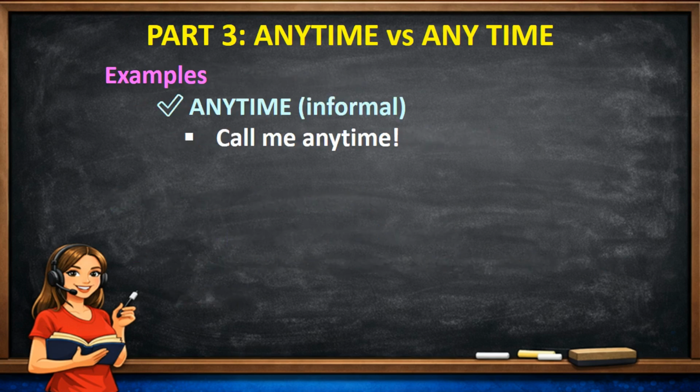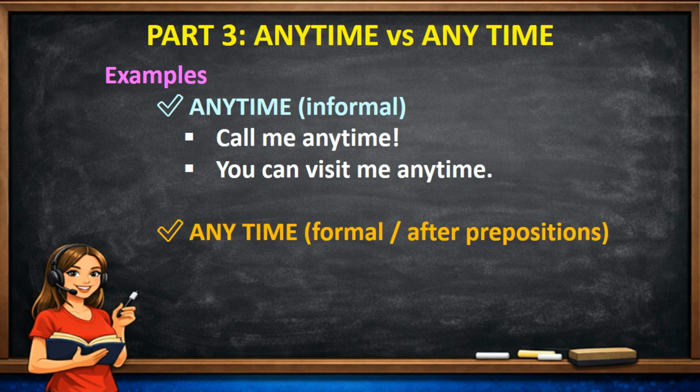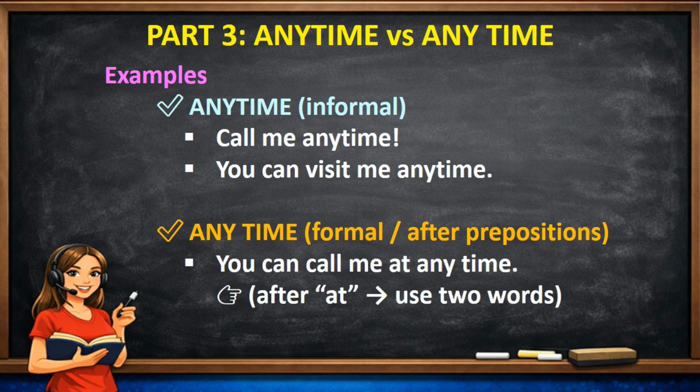See these examples. Anytime, one word, as an informal use. Example, call me anytime. Another example, you can visit me anytime. Next, any time, two words. This is a formal use, which usually comes after prepositions. Example, you can call me at any time. See, any time comes after the preposition at. Another example, come by at any time.